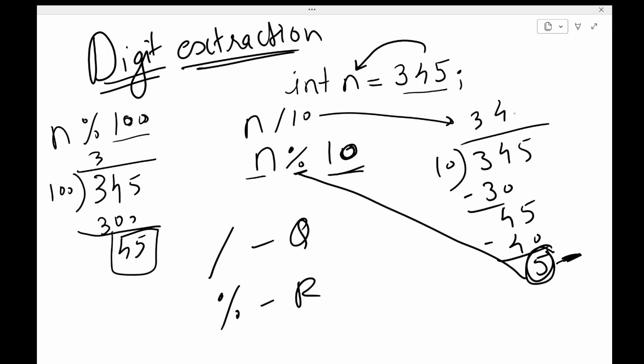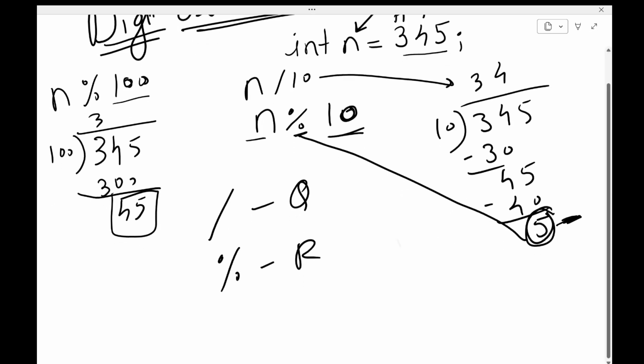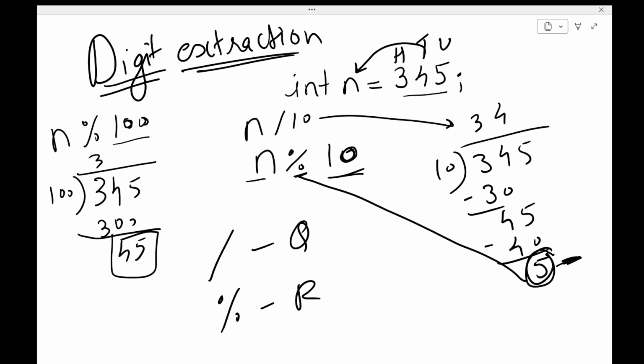So this is the actual logic of digit extracting from the right hand side, from the units place. So this is your units place, this is your tens place, and this is your hundreds. Maybe you can have thousands, and 10,000, whatever, it goes on. Now based on this, there are many programs.